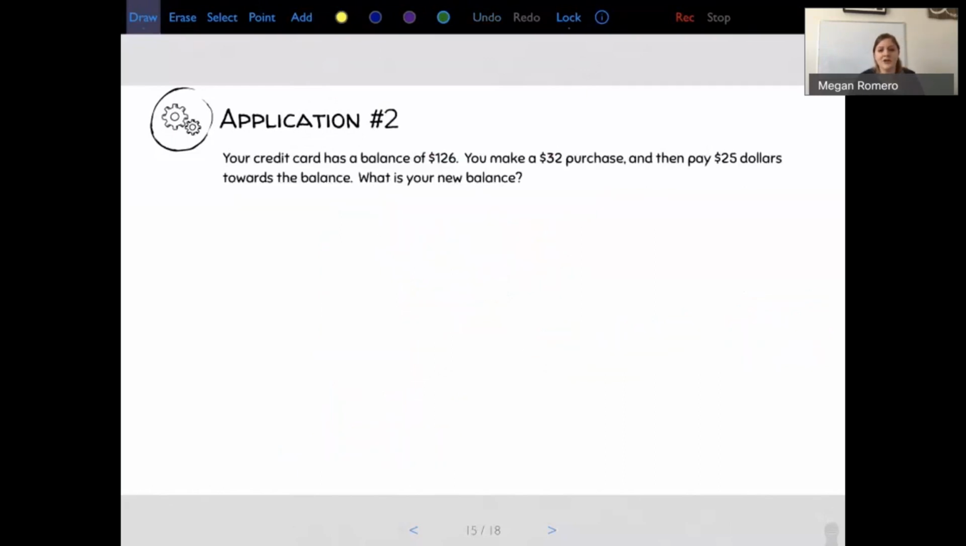Application number 2. Your credit card has a balance of $126. You make a $32 purchase and then pay $25 towards the balance. What is your new balance? So we're going to step away from this problem for a moment and talk about a credit card versus a debit card. If you have a debit card, it corresponds to an account that has money in it.